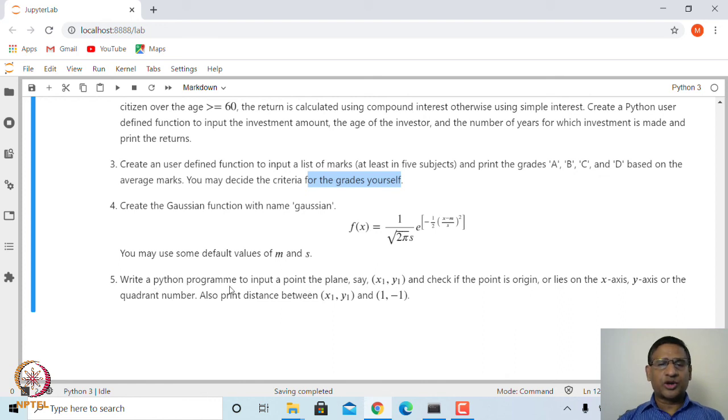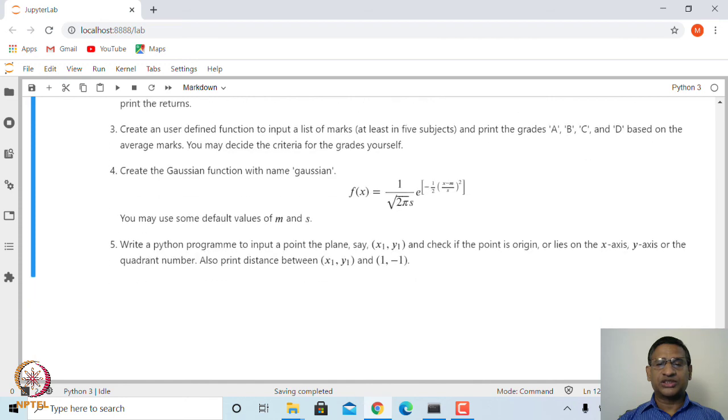Okay. And the fifth problem is input a point. You can input it as an ordered pair, or for example as a tuple, and check if that point is the origin. If it is lying on the x axis or y axis, you can print that, and otherwise you can print in which quadrant it lies, and also print the distance between that point and (1, -1). So, these are the few exercises.